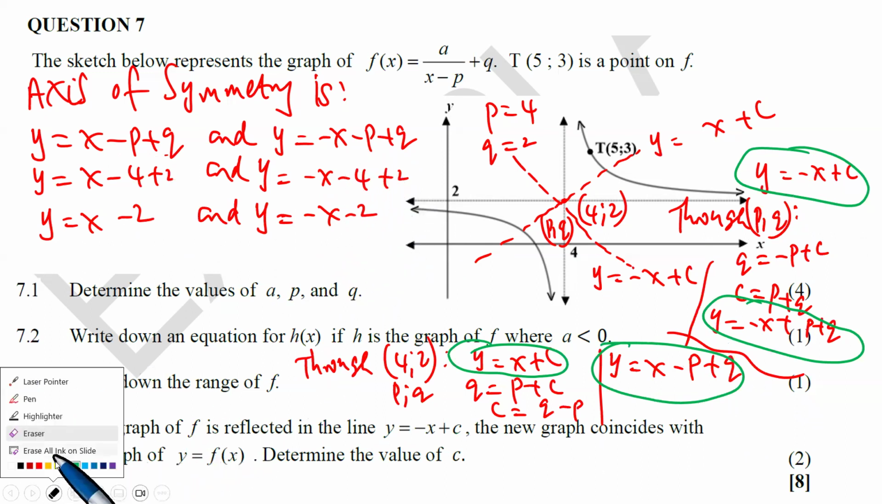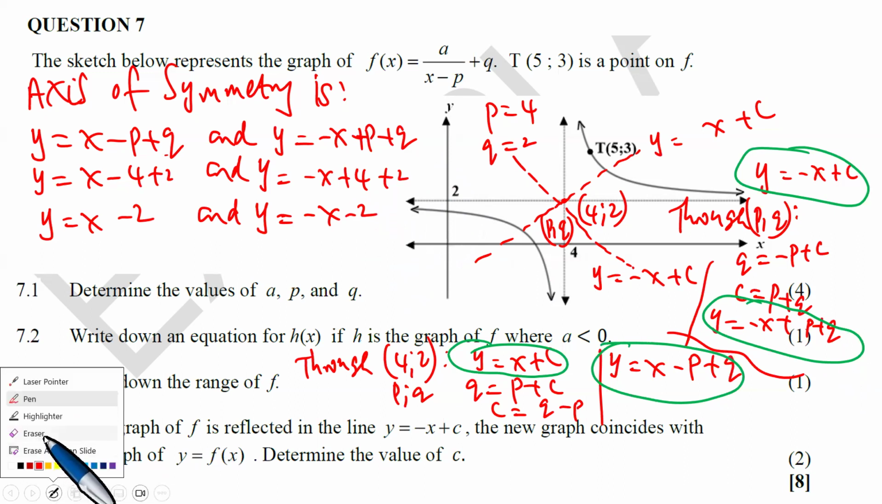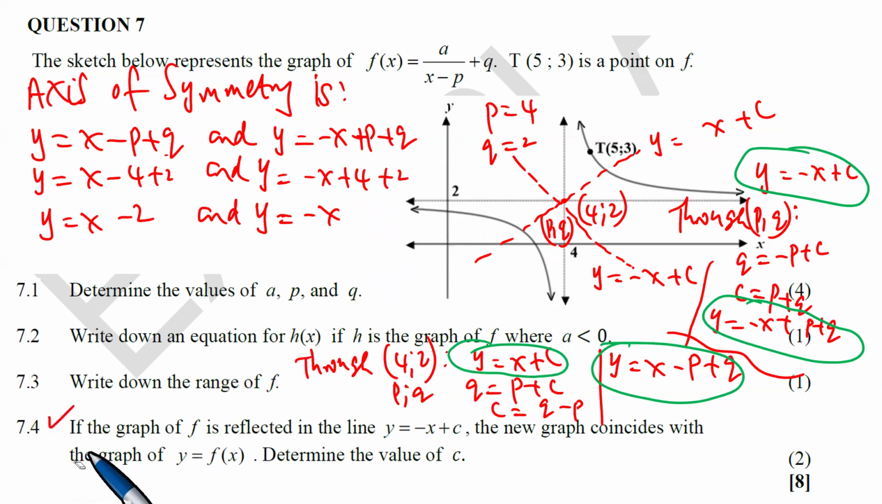So it is exactly that way. If you have negative slope, then the negative slope version has minus X plus P plus Q, minus X plus 4 plus 2. So you add the P and the Q, and this is exactly 4 plus 2, which is 6. And the other one is minus X minus 2 there.